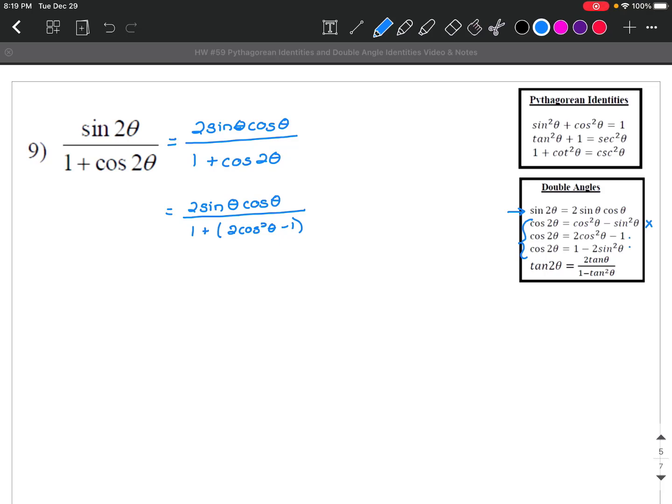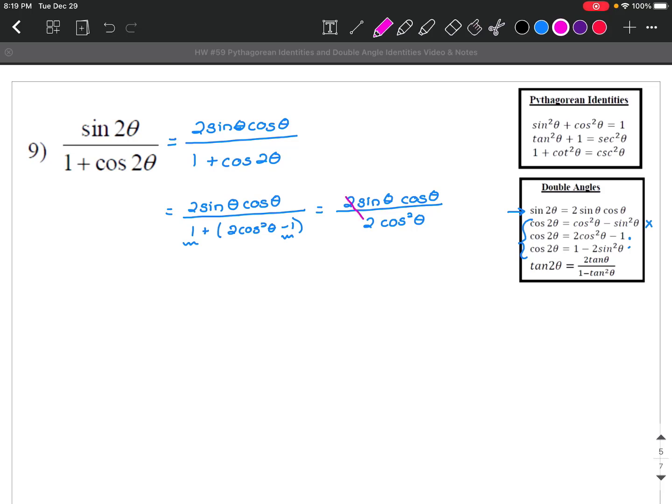So that leaves me the second and the third. The third one gives me a negative 2 sine squared. I just don't like negatives, so I picked the middle one. It really does not matter, okay? They will both work. Now if I go through, this is 2 sine theta times cosine theta, and in the bottom, this 1 and this negative 1 are going to add to 0, and I'm going to have 2 cosine squared theta.